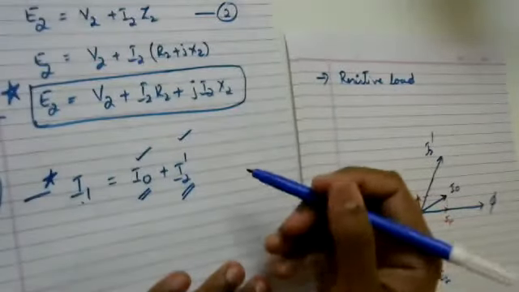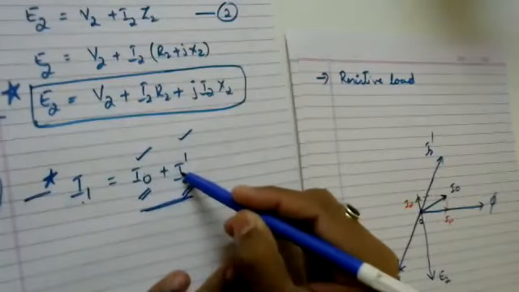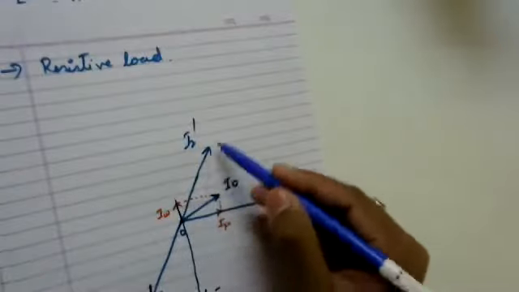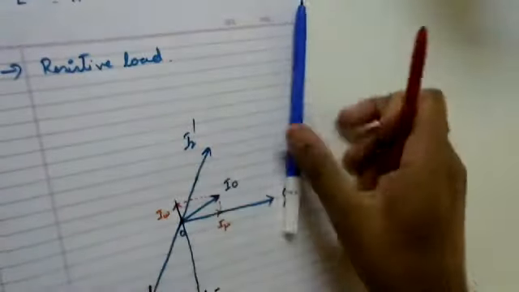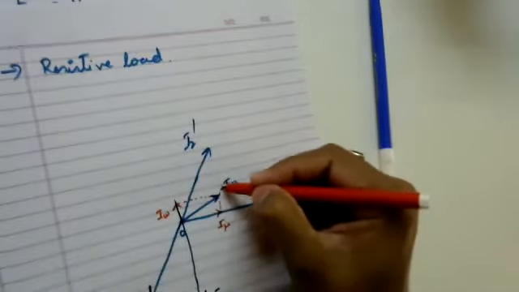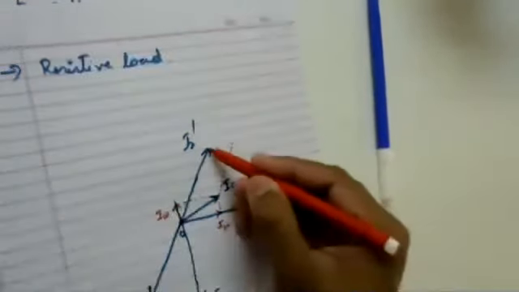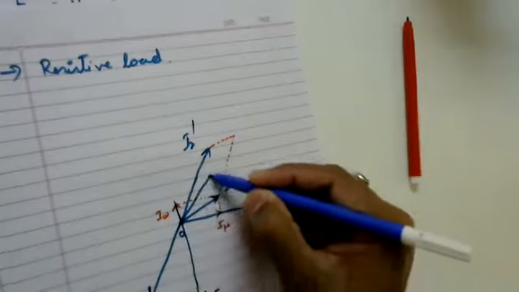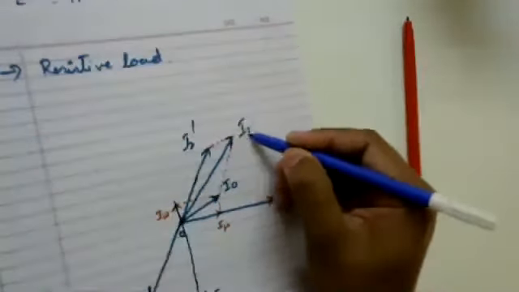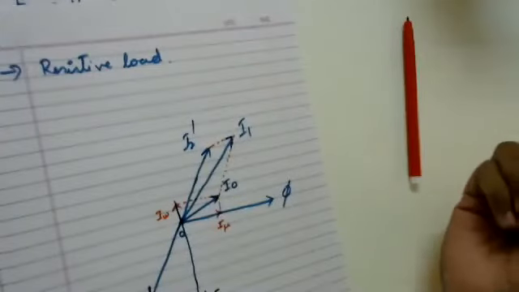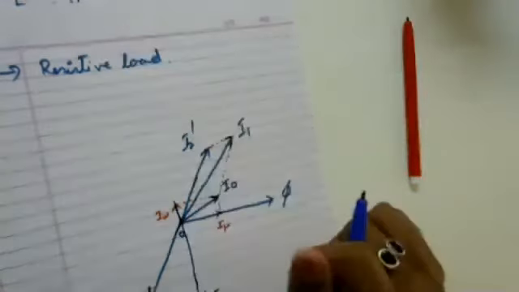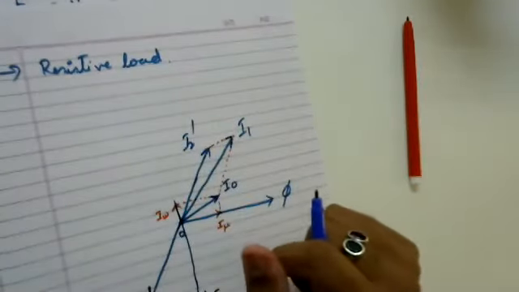What I need to do is take the vector sum of I naught and I2 dash, which yields my current I1. So I have my I naught and my I2 dash, and I have to just apply the parallelogram law in order to get the resultant of these. This is my current I1, so I1 is the vector sum of I0 plus I2 dash. Okay, fine. I hope it's interesting.